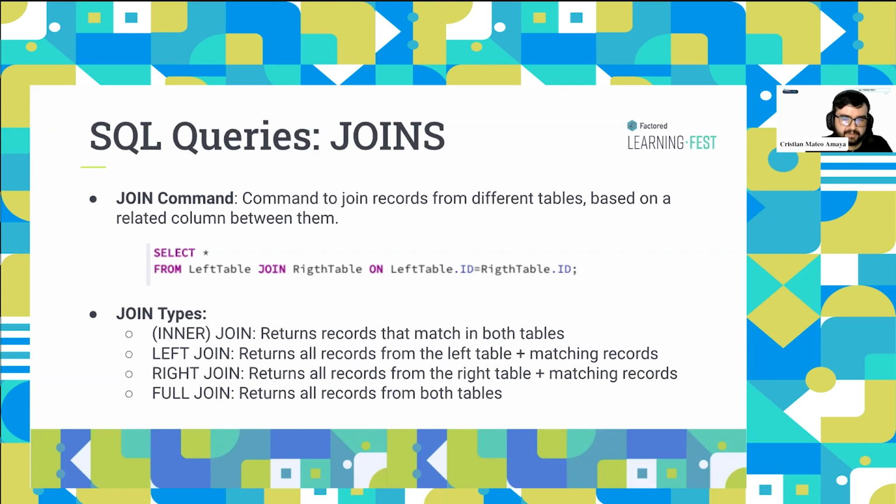There are a variety of join types. For example, the inner join, that is the basic join that is the default, returns only the records that match in both tables, the ones that in the column you specified have the same value. You have the left and right join, which return all the records from the corresponding table, the left or the right, plus the matching records from the other one. And you can also do a full join, which returns all the records from both tables.